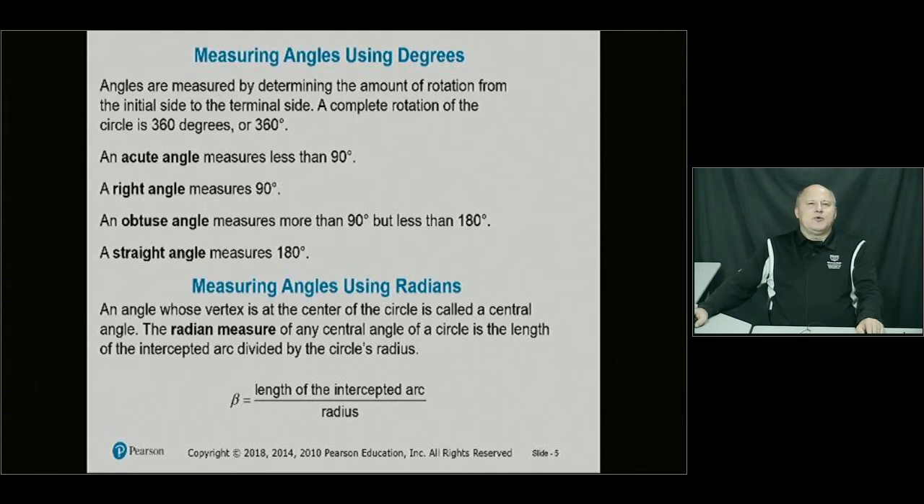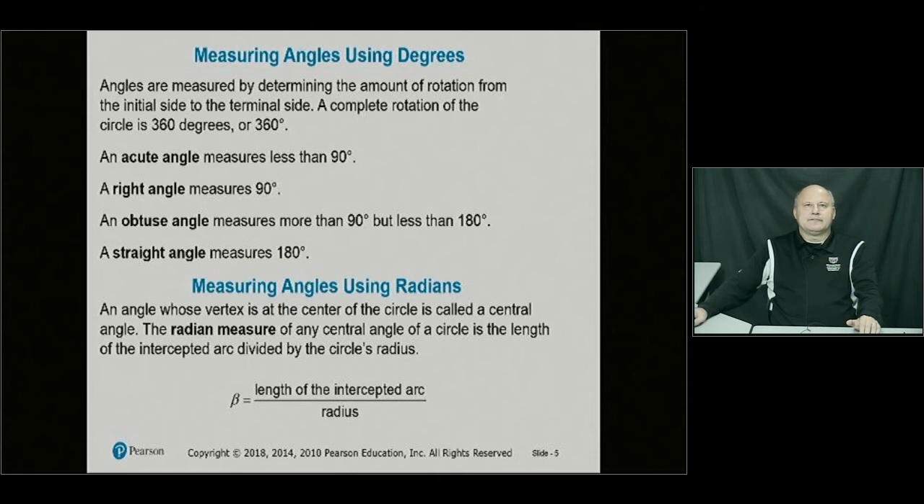Measuring angles using radians. An angle whose vertex is at the center of the circle is called a central angle. The radian measure of any central angle in a circle is the length of the intercepted arc divided by the circle's radius. So beta equals the length of the intercepted arc divided by the radius. Our next slide is going to give us a little more detail on what a radian is. Degrees is one unit that we measure angles in. Radians is another. This is kind of the introduction of that.